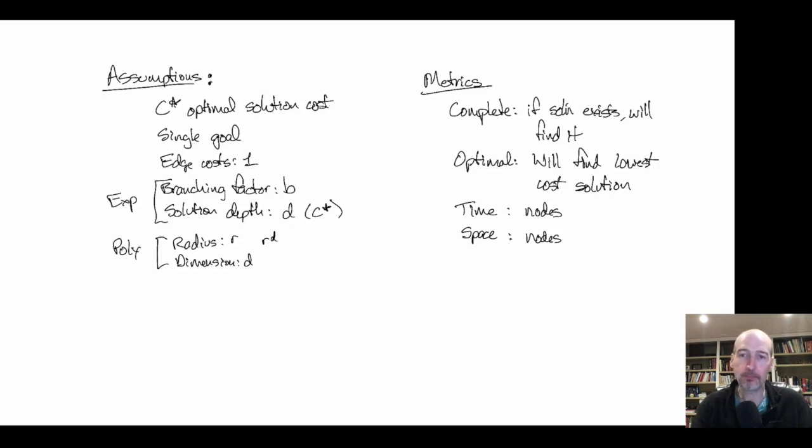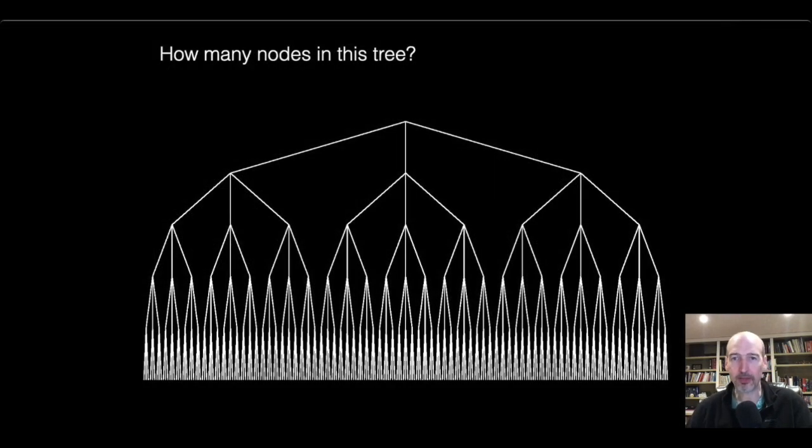Okay, and now the question is, when we look at a tree that grows exponentially, how many nodes are there in the tree? Just to give an idea, we can look at this example tree here. If we look at this, it has a branching factor of 3. And it has a depth, if we start at the top, we can count our way down, of 1, 2, 3, 4, 5.